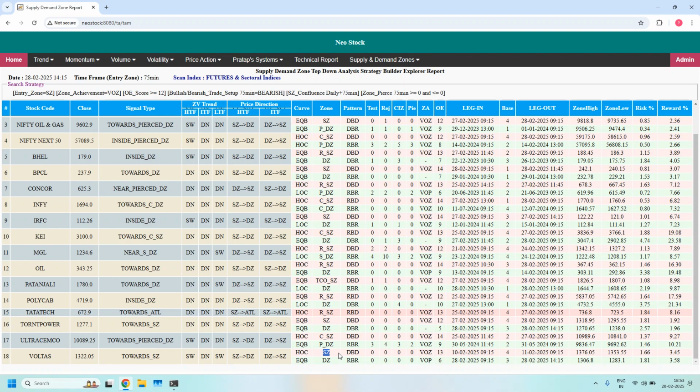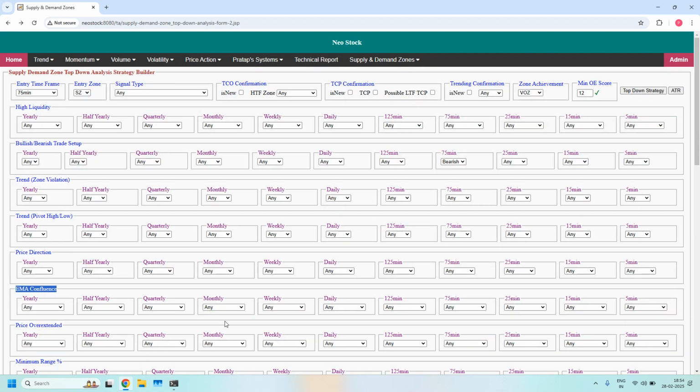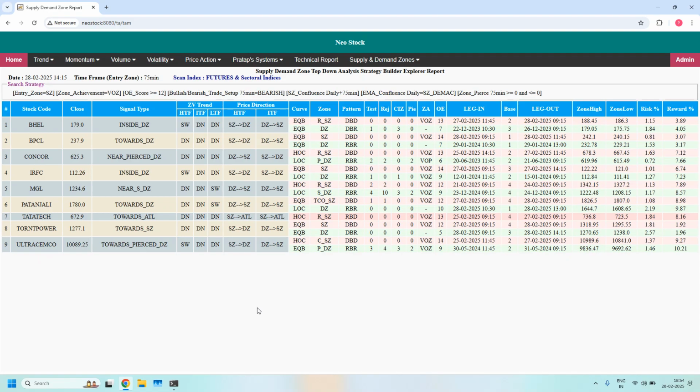Okay, if the daily supply zone is having daily EMA confluence, then they are even more high probability trade setup supported stocks. And moreover, daily trend, ITF trend is down in all the stocks. So let me add that extra filter, EMA confluence at a daily time frame, because 75 minutes supply zone is overlapped with daily supply zone. That's why we are setting daily supply zone having daily EMA confluence or not. We got 9 stocks. So these 9 stocks, daily zone overlapped with 75 minute zone, and that daily supply zone is having EMA confluence.